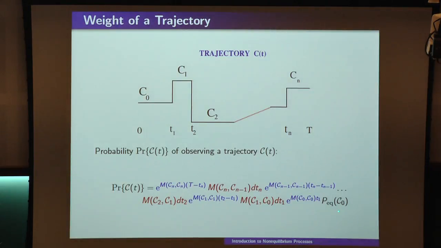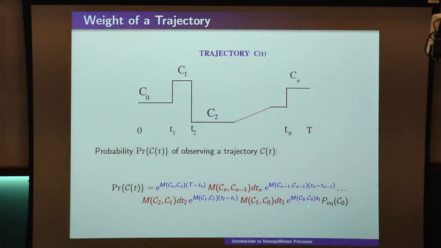We start, suppose, at equilibrium or stationary state. This can be different in C0. Then we remain in C0 during time t1. During the short time interval dt1, we jump from C0 to C1. We remain in C1 during the duration t2 minus t1. We jump during dt2 from C1 to C2, and so on and so on.